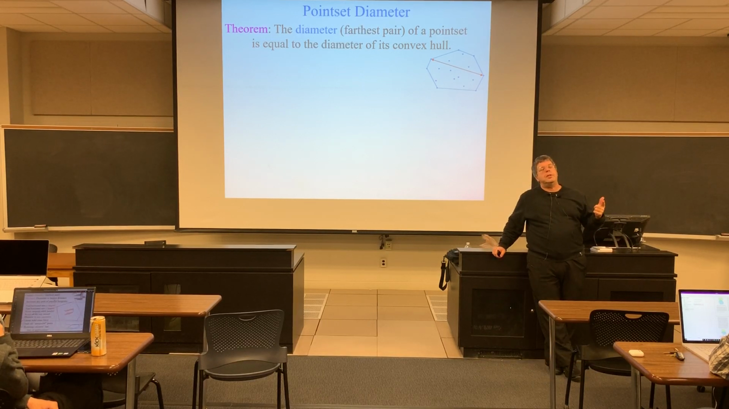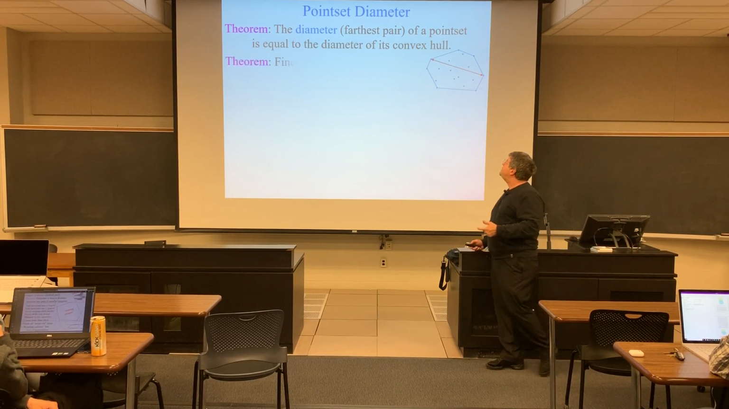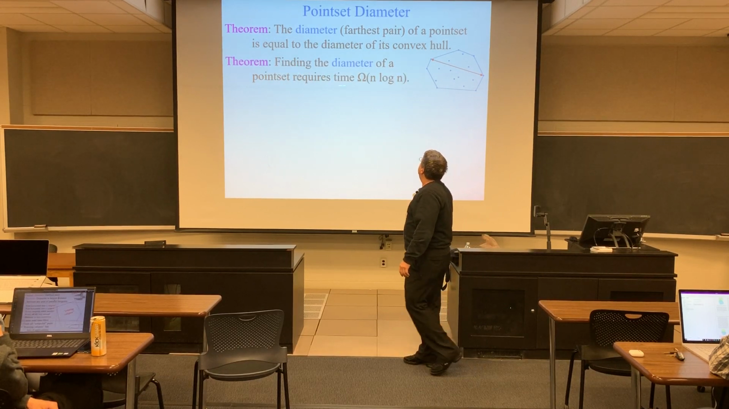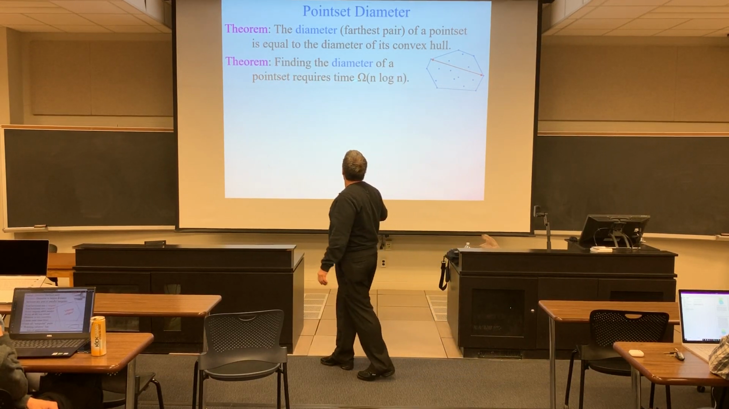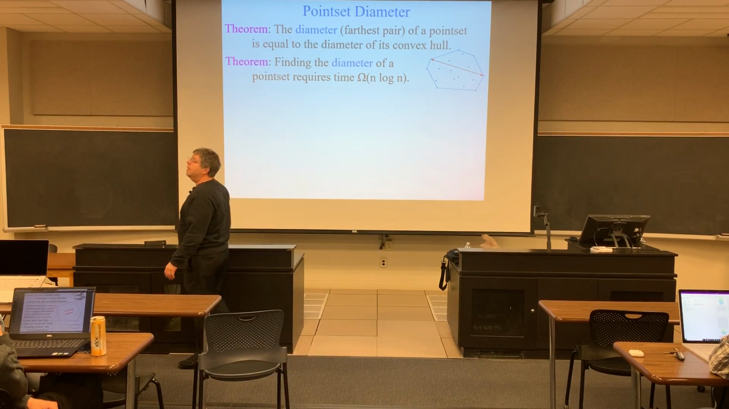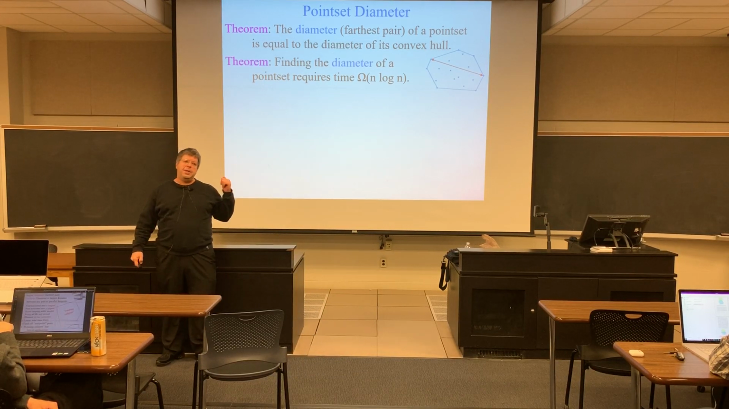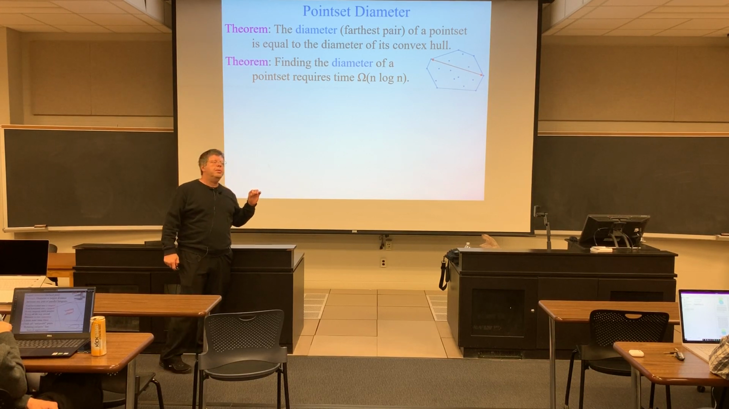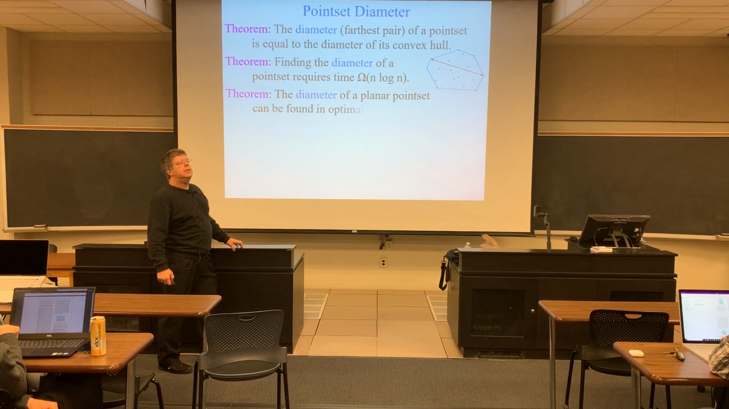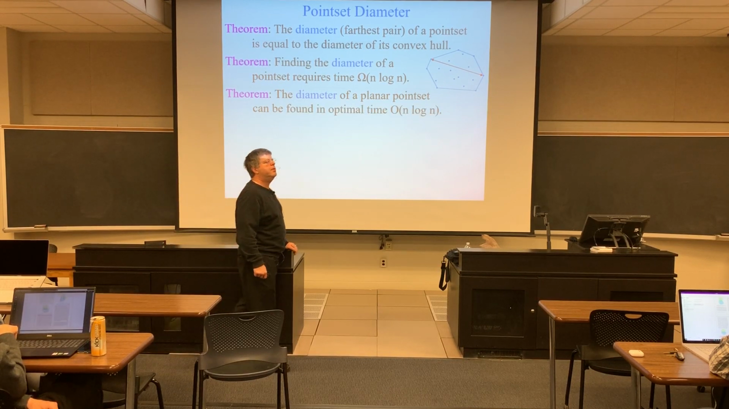Graham scan, Jarvis's march, merge hull, quickhull, lots of others, Chan's algorithm. So that's how you can handle point sets. Also, finding the diameter of a point set requires n log n time. That you can't do in linear time, it turns out. That theorem is a lower bound. It's not easy to prove, but it's true. So n log n time is required, a lower bound, to find the diameter of a point set.